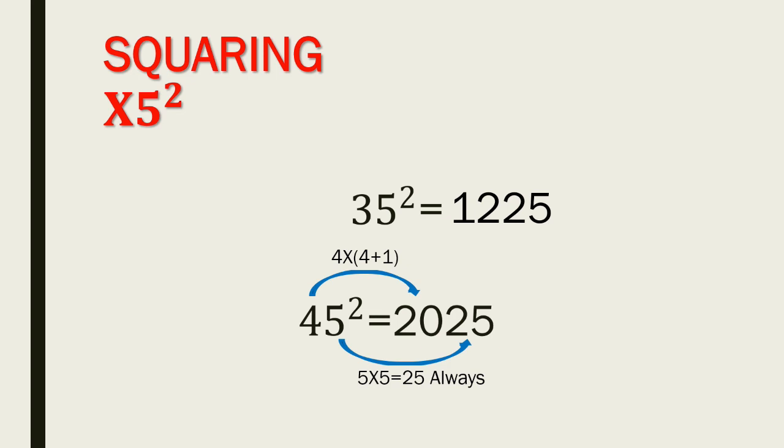Let me give you another example. What is 75 square? It's about 25, and then for the first digit, 7 into 7 plus 1. So the answer is 5625. Hope you understand this.